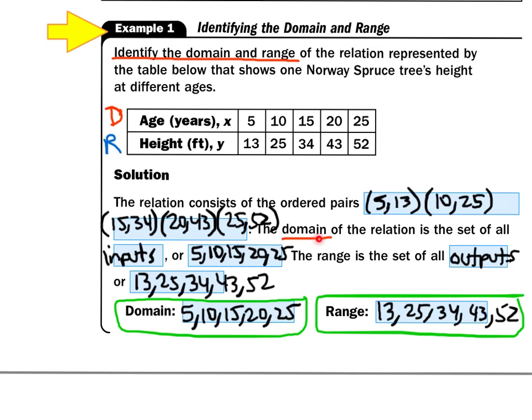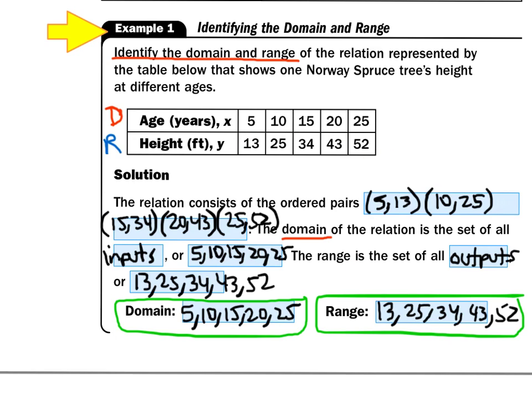Now, if they just ask us to identify the domain, you want to look up here at all of the x's. And here's the deal. You have to list all of those x values in order from least to greatest, and you can never repeat a value. So it's good that they're all different. So this would be 5 and then 10, 15, 20, 25. They were all different. They were already in order. Now if they ask you for the range, you look at all of the y values and you do the same thing.